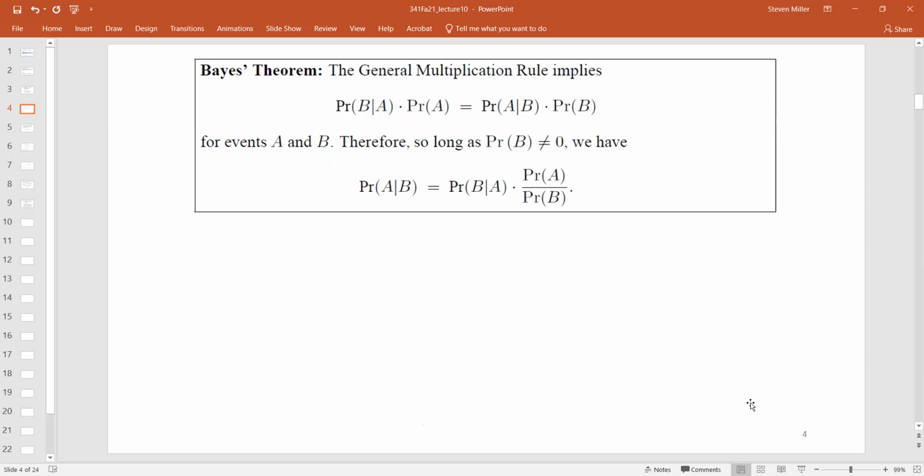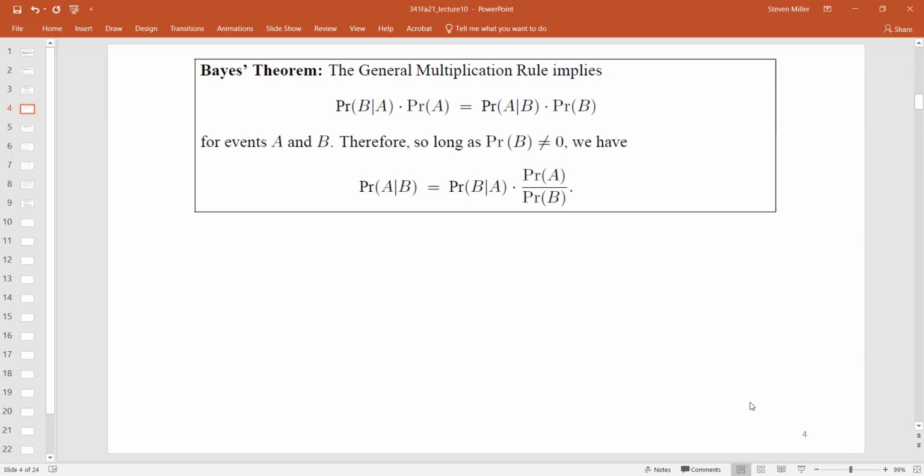So the general multiplication rule states the following. The probability that B happens given A times the probability of A is equal to the probability that A happens given B times the probability of B. And the point of this is it allows you to pass from knowing the probability of one event given another to them in the opposite order. And so why is this true?